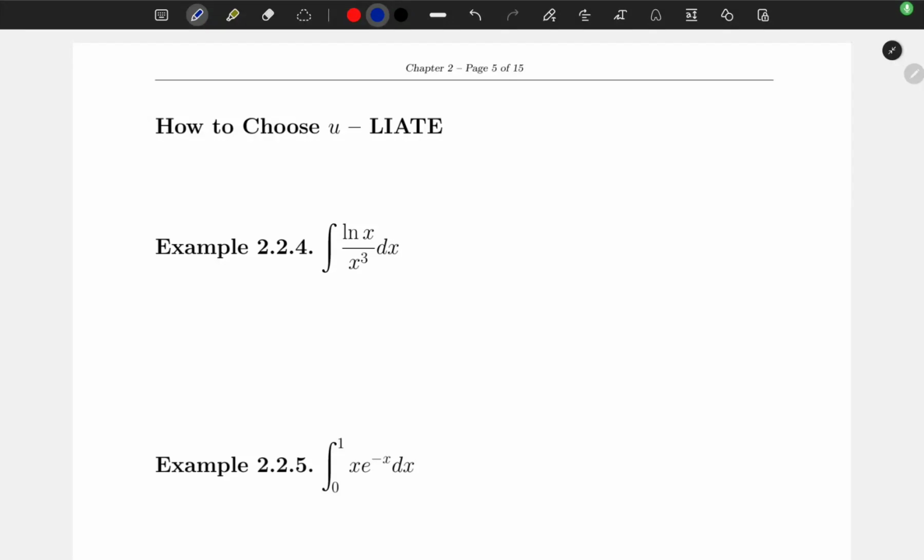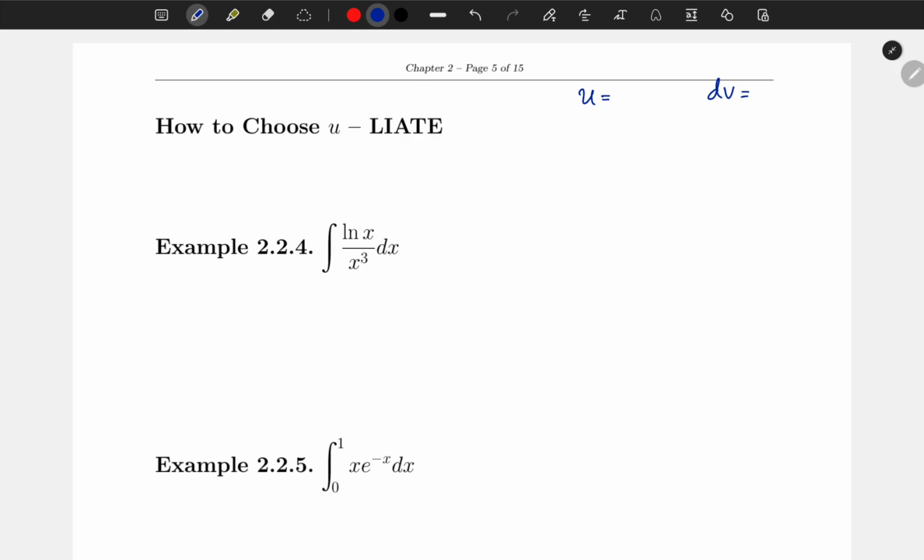Hi, welcome to part 2 of integration by parts. Okay, so we are going to talk about how to decide what function to select as the variable u. Recall that to apply integration by parts, we have to decide what is u and what is dv.